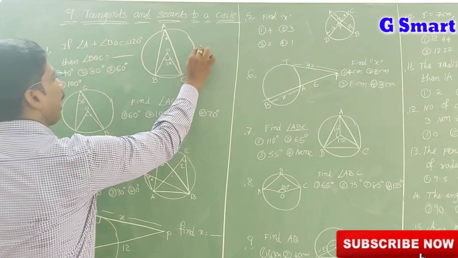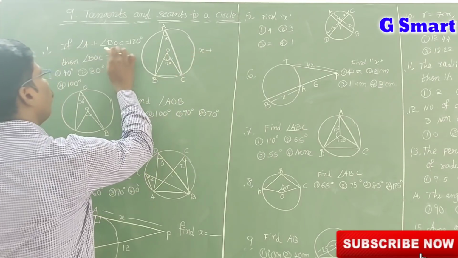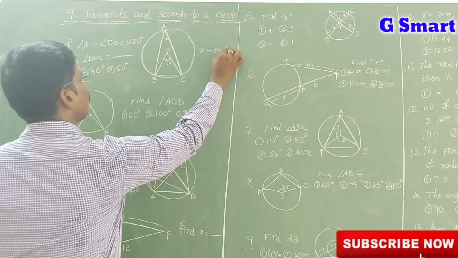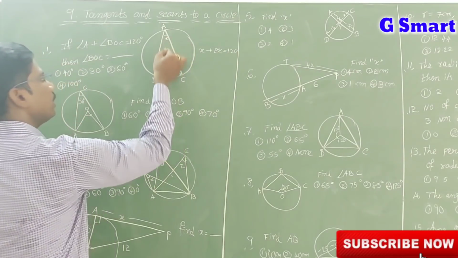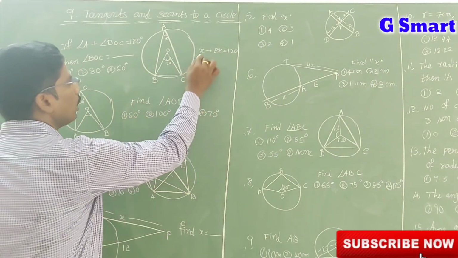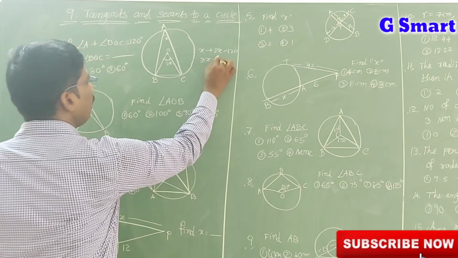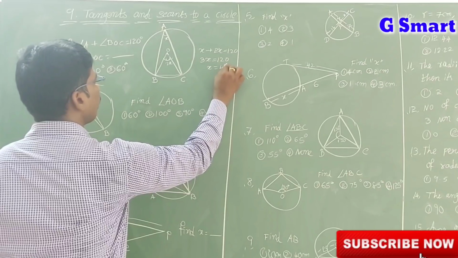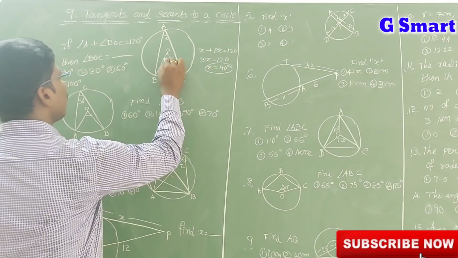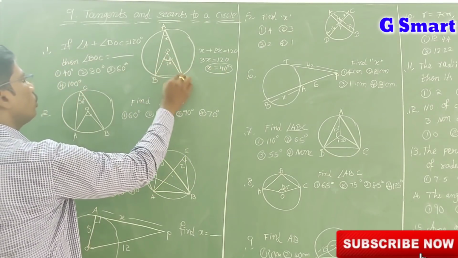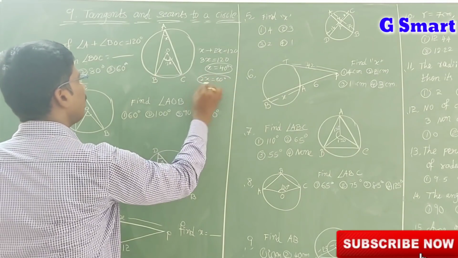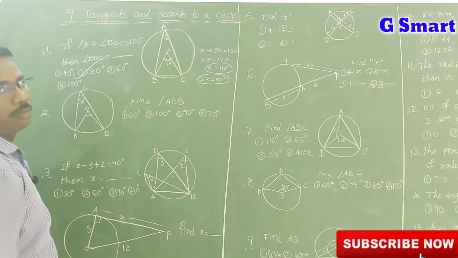Now angle A is x, and angle BOC is 2x, and that is equal to 120 as they have given. If you take this as x, it will be 2x. Now 3x is equal to 120, then x is equal to 40. So x is 40 degrees, but we want 2x because they are asking for angle BOC. BOC means 2x, so 2x is 80. So 80 degrees is the answer, that is the second option.